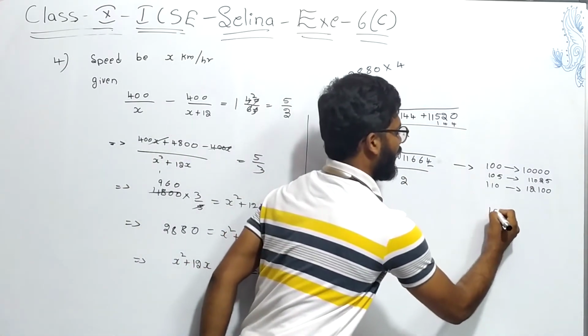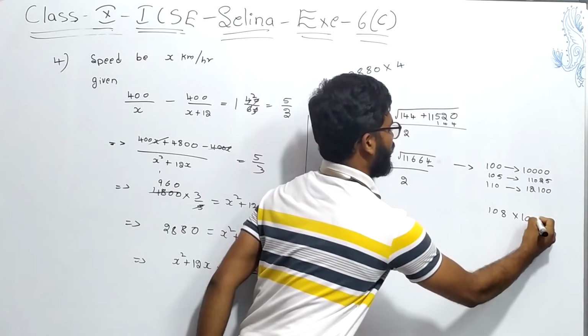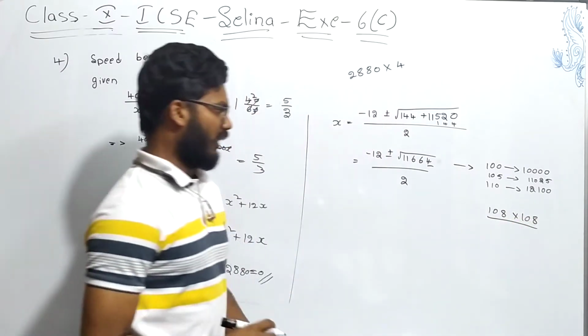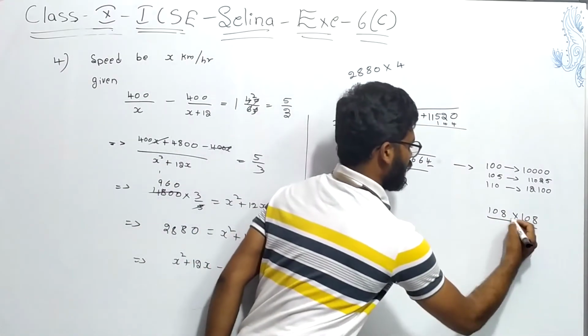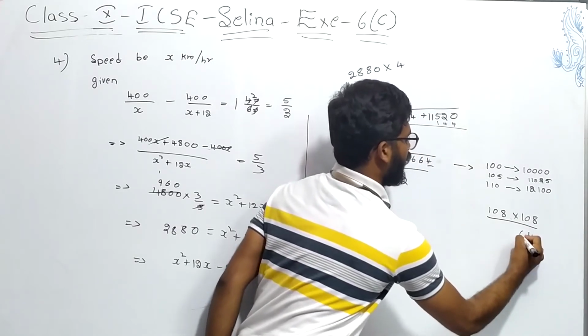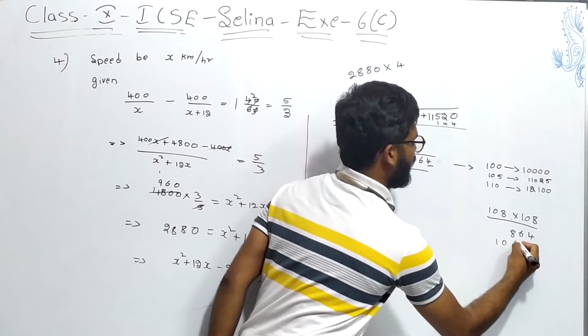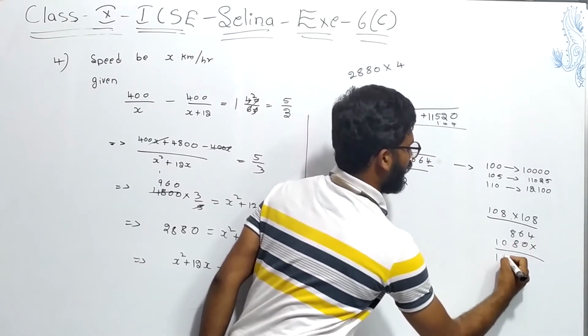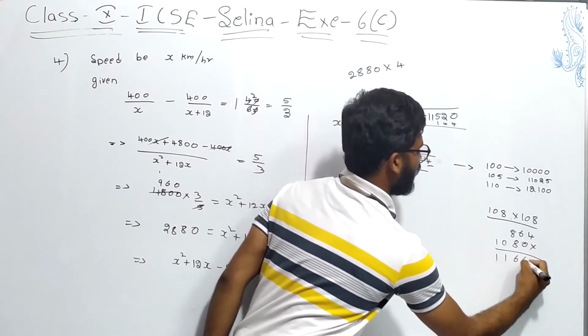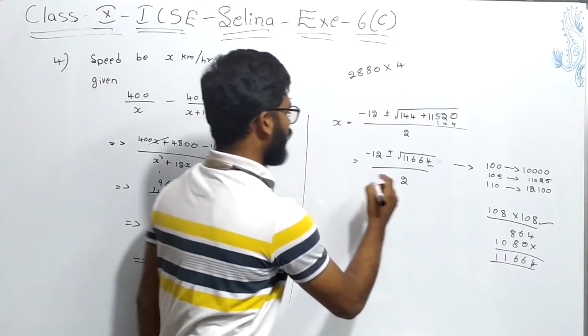So how much will we get? Nearly 108. So let us see whether it is 108 or not. So 108 into 108, it is 64. So it is 8 into 1080. I am writing it directly. So 11664. So this is the square root of 108.